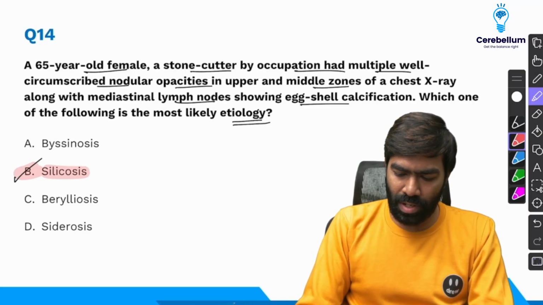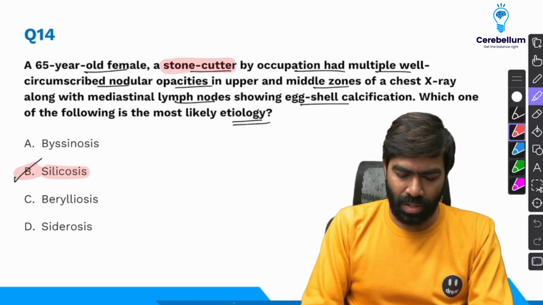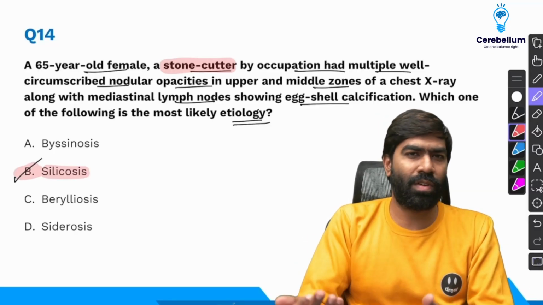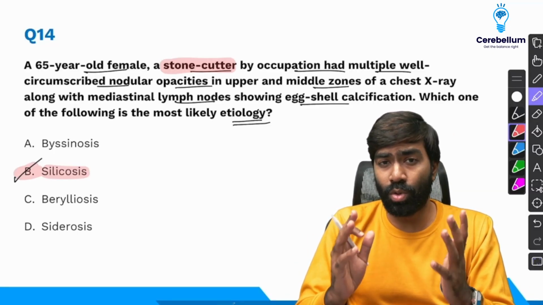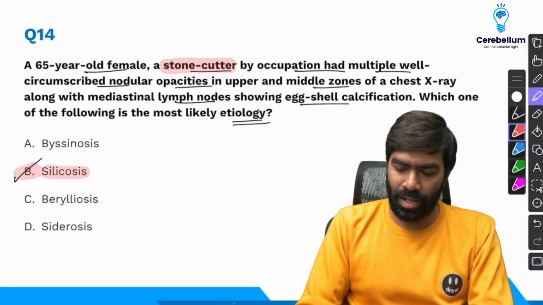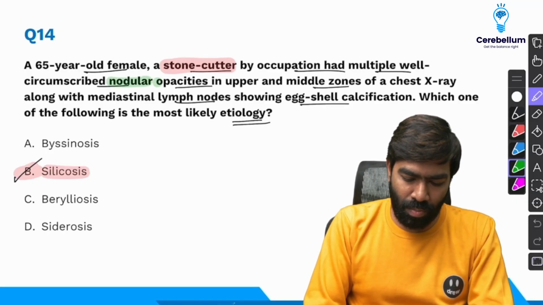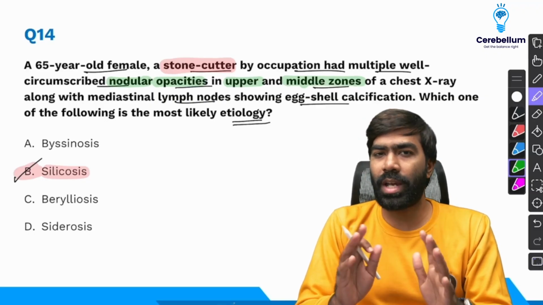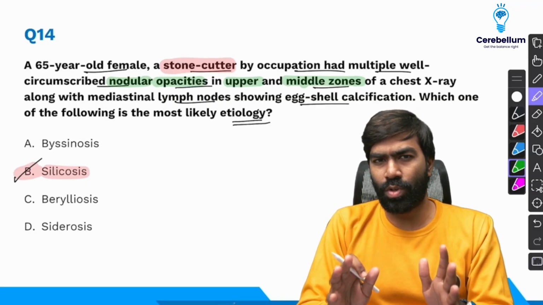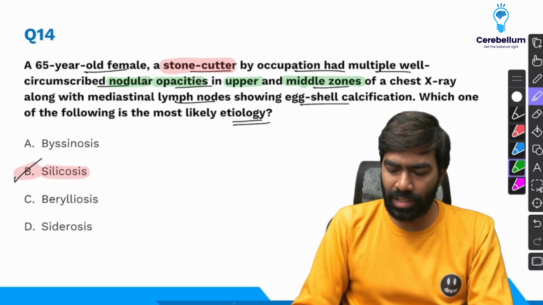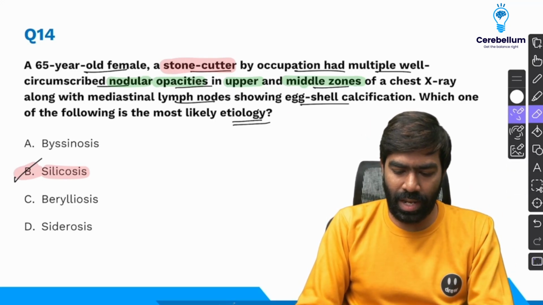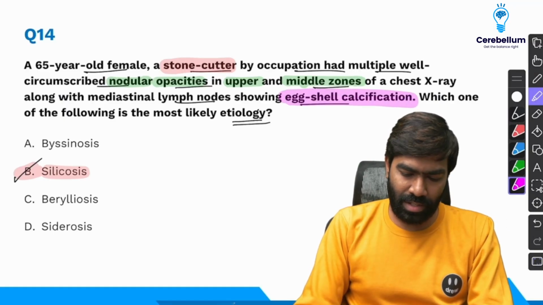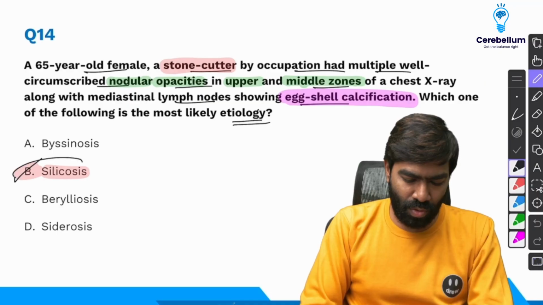But what are the clues here? Number 1, stone cutter by occupation. Of course, miners, stone cutters and sandblasters are people who are at risk of developing silicosis. And to be honest, silicosis is the most common occupational lung disease in the world. And they have circumscribed nodular opacities in the upper and middle zones, which are also very, very characteristic of silicosis, even though it can occur in other conditions like coal workers' pneumoconiosis. But this is very characteristic of silicosis. Another thing that is so characteristic of silicosis is that eggshell calcification, which is something that we have discussed plenty of times in our lectures as well. The right answer for this question is, of course, silicosis.